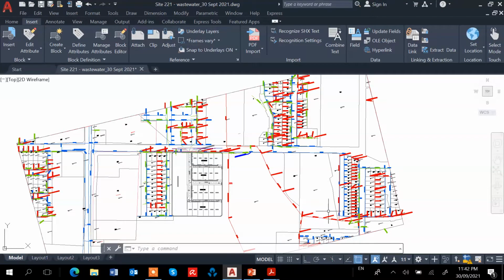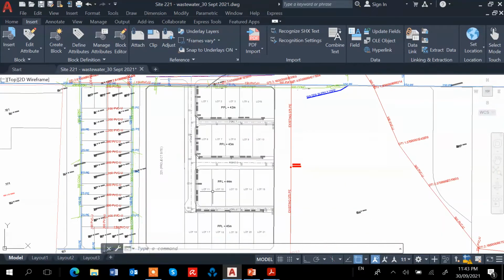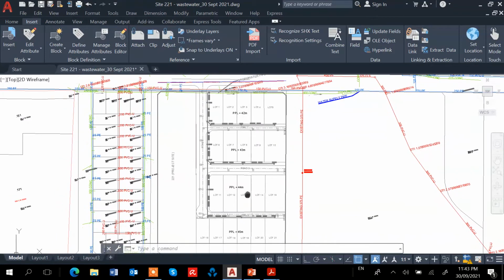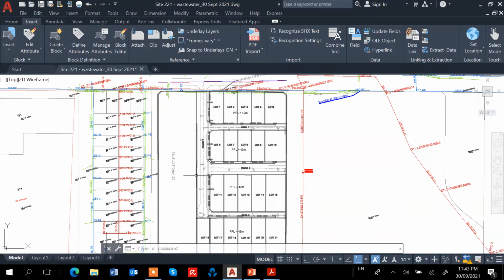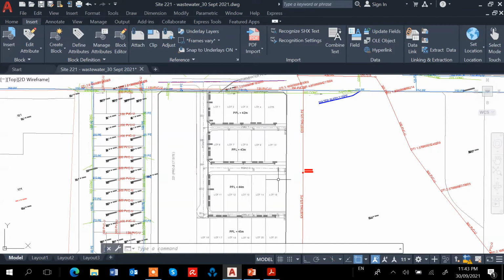Hello, good evening. I'd like to talk about the wastewater layout plan. We'll be doing the layout plan for the sewer pipes for this scheme plan, and also the manhole locations. Also, we're going to talk about the design aspect of this wastewater.